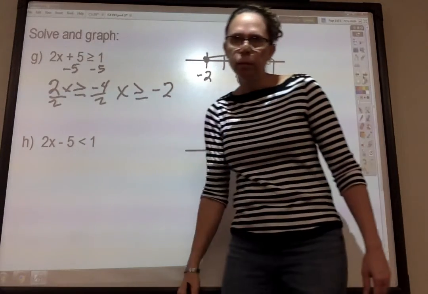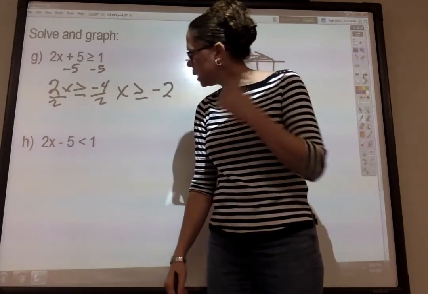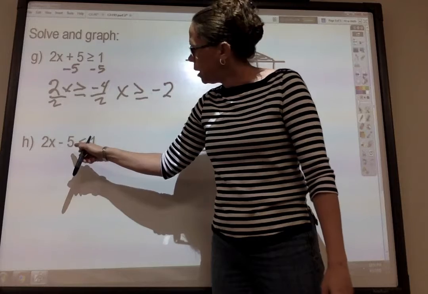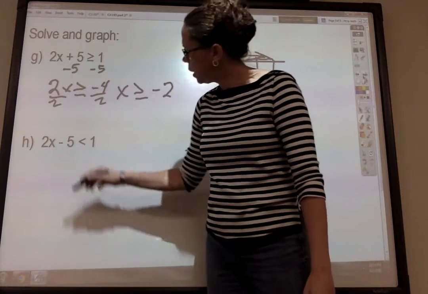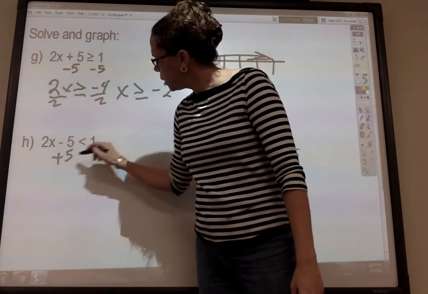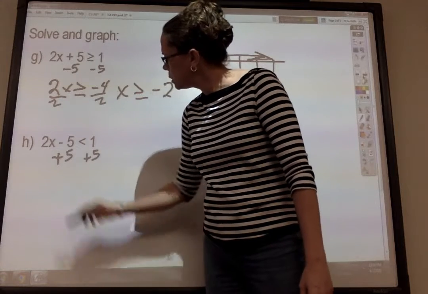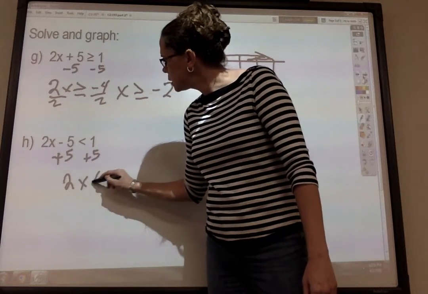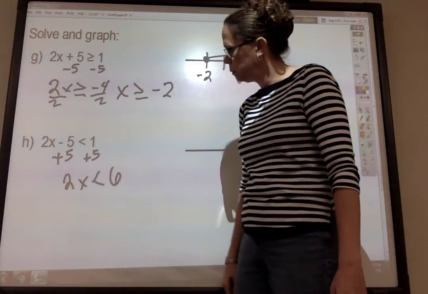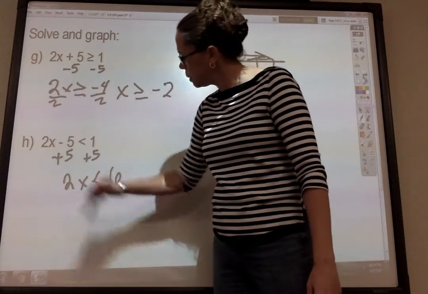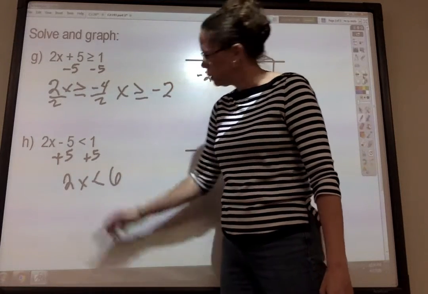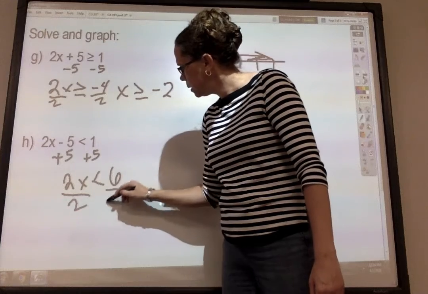Last one. What's the variable? X. What's happening to the term with the x? It's being subtracted by 5. How do I undo subtract 5? I add 5 to both sides. So now I have 2x is less than 6. Now what's happening to x? It's being multiplied by 2. Undo that. Divide by 2 on both sides.